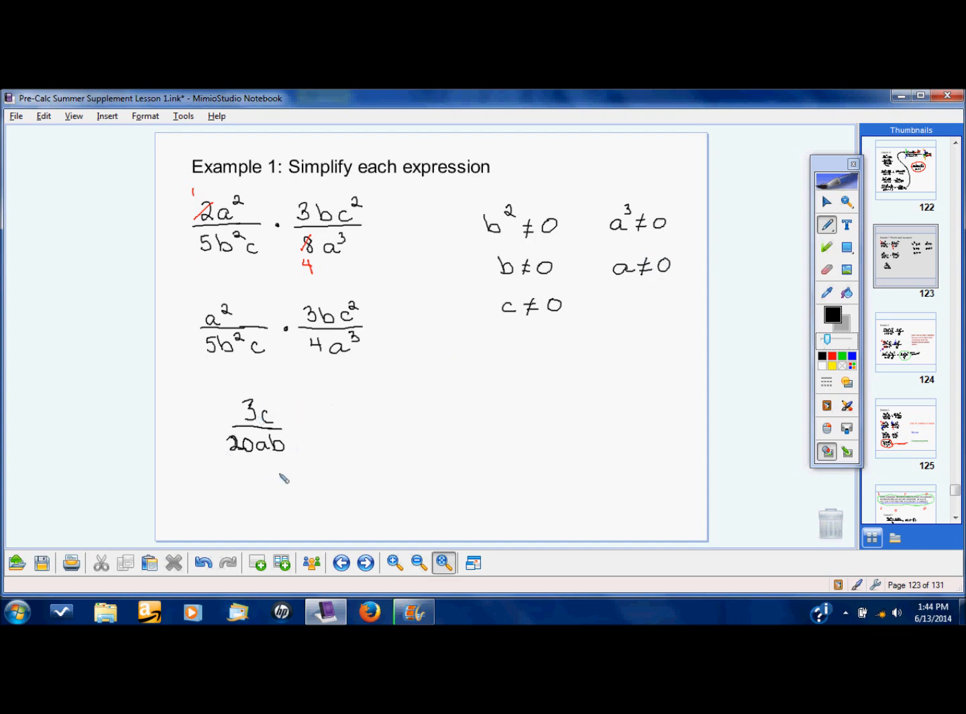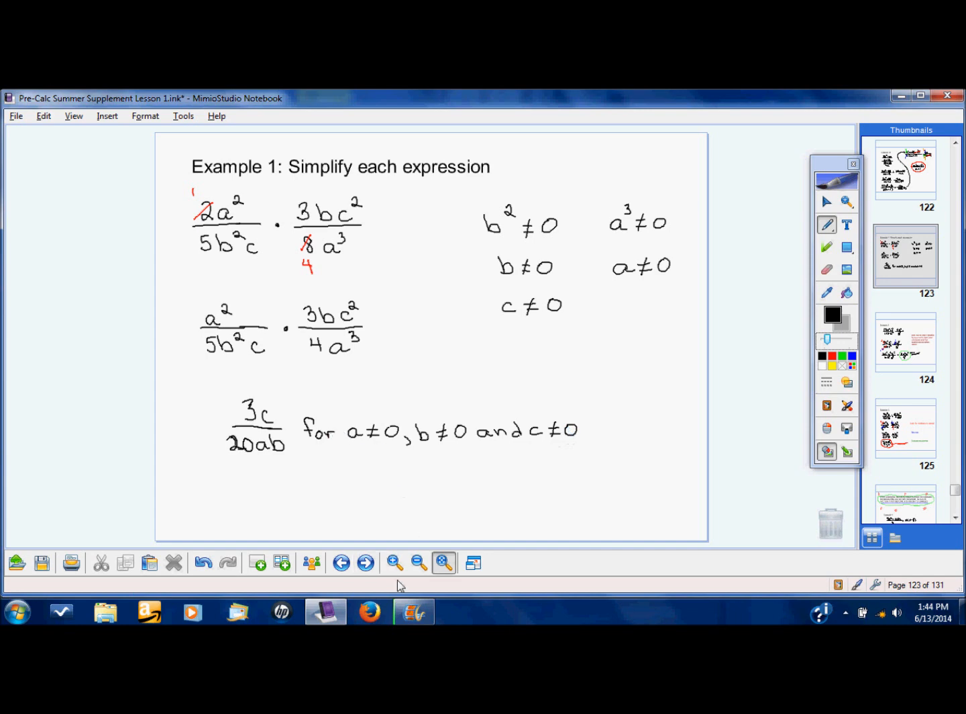So this answer is almost complete. The only thing that we need to add to that is to say 3c over 20ab for A not equal to 0, B not equal to 0, and C not equal to 0.